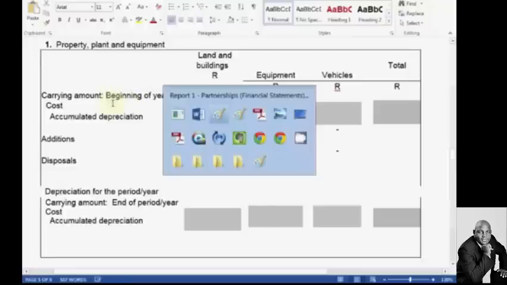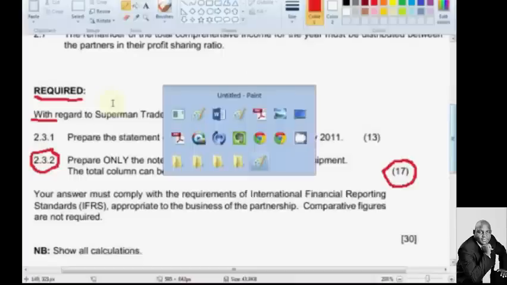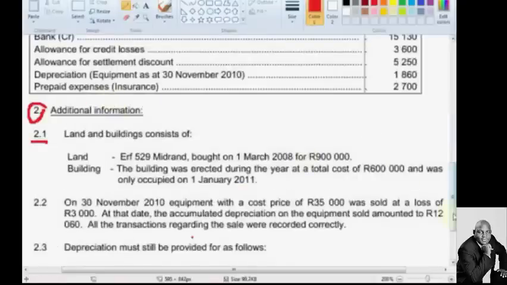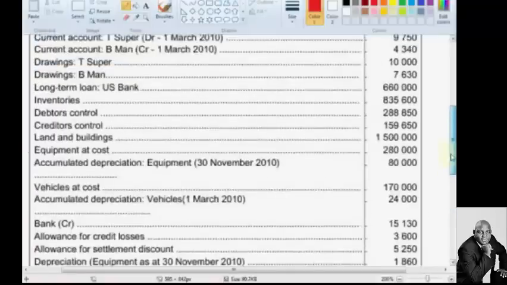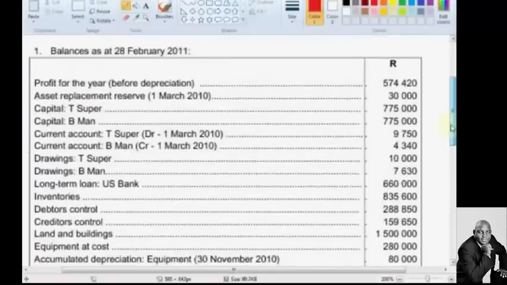So look at this part, beginning of the year. Very important. When I go back to our questions, I want to show you something. If you look at our list of balances, do you see what's written there? As at 28 Feb 2011. So that means your balances are from the beginning, wherever it starts, until the 28th of Feb. But it does not necessarily always include what you had at the beginning of the year.